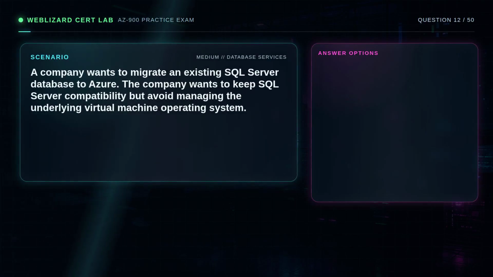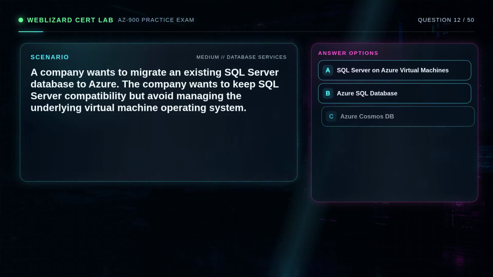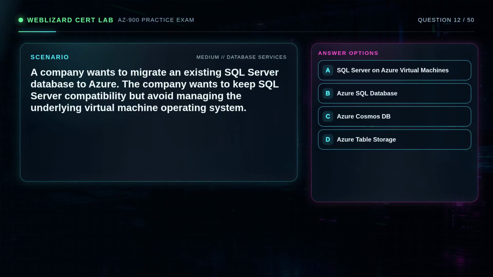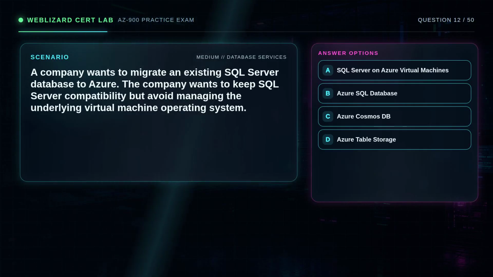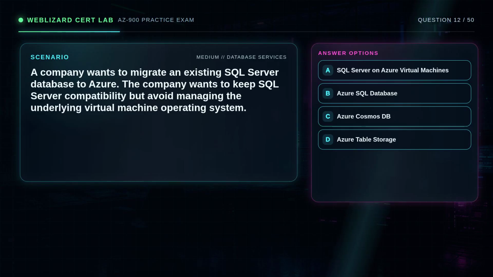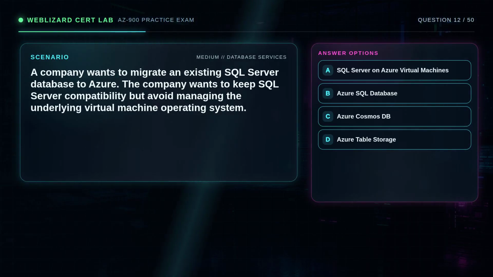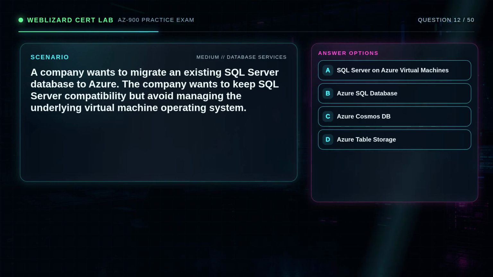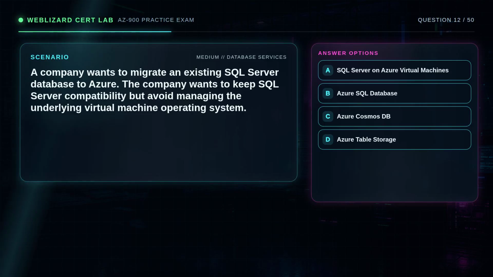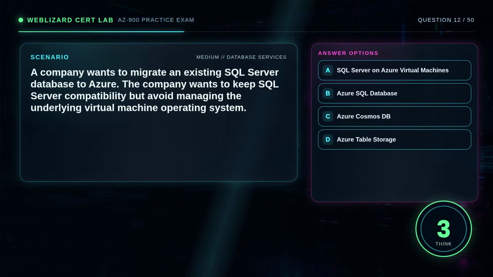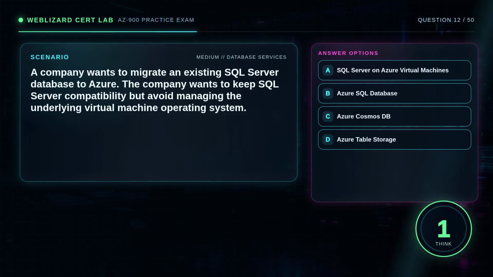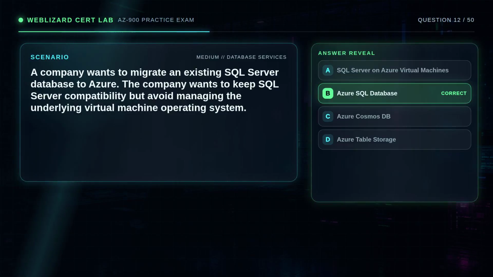Question 12. A company wants to migrate an existing SQL Server database to Azure. The company wants to keep SQL Server compatibility, but avoid managing the underlying virtual machine operating system. A. SQL Server on Azure Virtual Machines. B. Azure SQL Database. C. Azure Cosmos DB. D. Azure Table Storage. The correct answer is B.